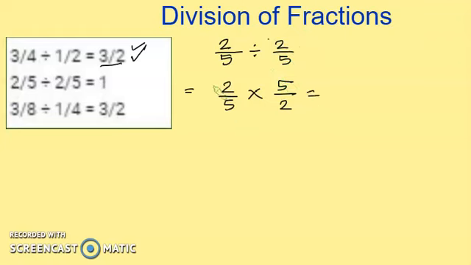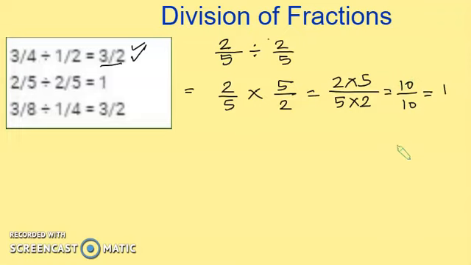And then you follow the same rule as we did in multiplication. So we will multiply the numerators. So 2 times 5 in the numerator and 5 times 2 in the denominator, which gives you 10 over 10. And 10 over 10 is actually 1 because both are the same. When numerator and denominator are the same in a fraction, the value of the fraction is 1.